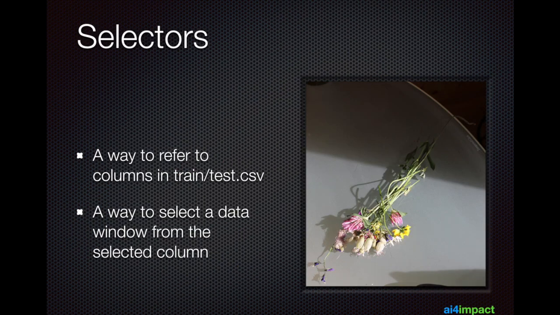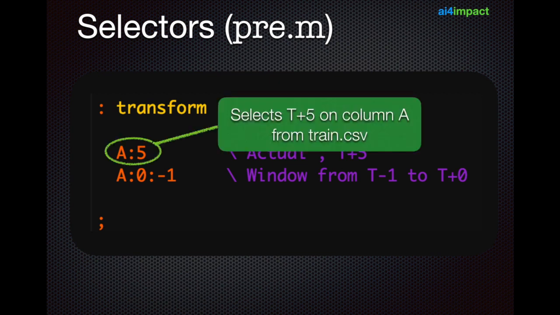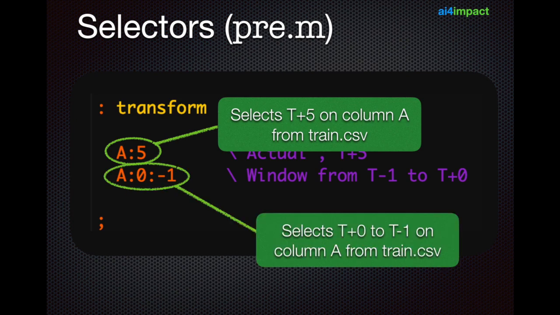Selectors are a simple way for us to select and transform data from the train or the test CSV into the preprocessed versions. Let's look at a simple transformation in pre.m. The function to use is transform, and in here there are two selectors which correspond to two parts in the preprocessed files. A:5 simply selects the t+5 value from the original train CSV. A represents the first column. A0:-1, on the other hand, selects t+0 to t-1, again from column A, from train.csv.